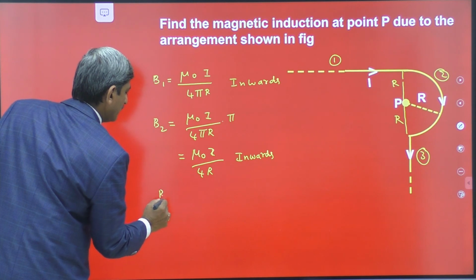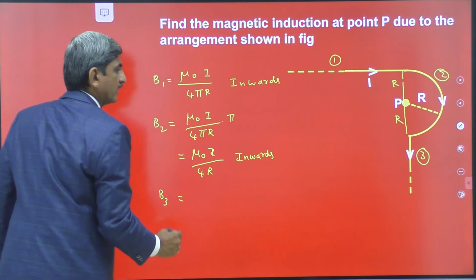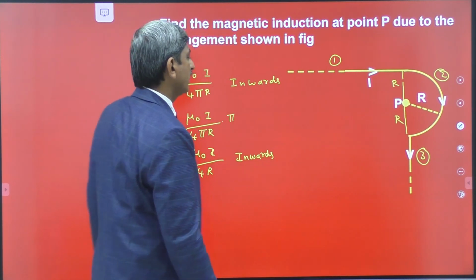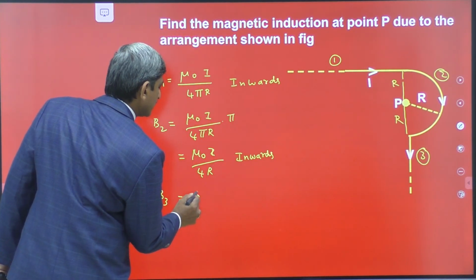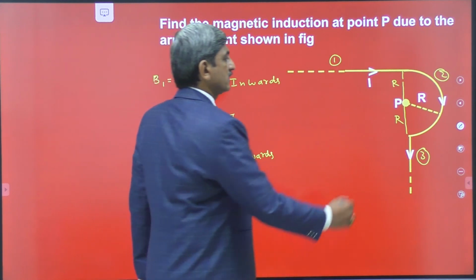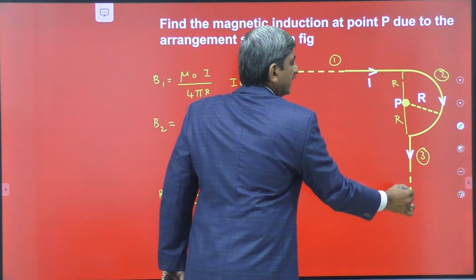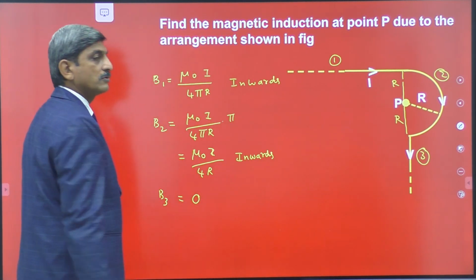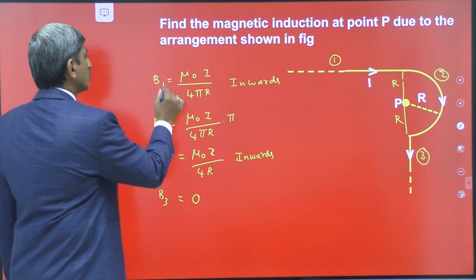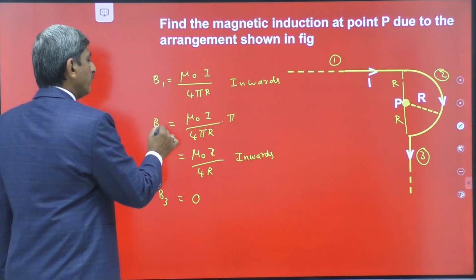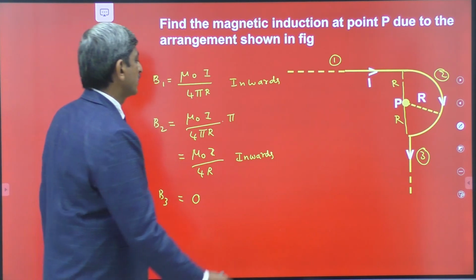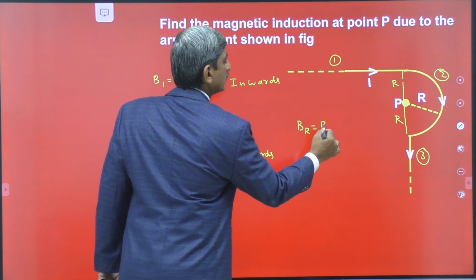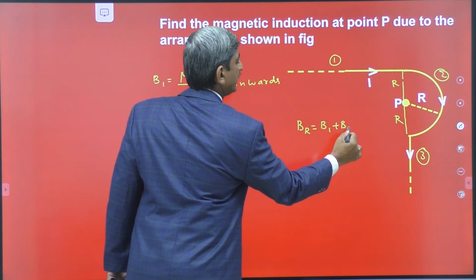Now, due to the third portion, which is the infinite wire, the magnetic field is equal to 0. Why? Because the point P is located along the length of the given infinite wire, so B3 is equal to 0. So B1 is acting inward, B2 is also acting inward, so the resultant magnetic field is given by B resultant is equal to B1 plus B2.